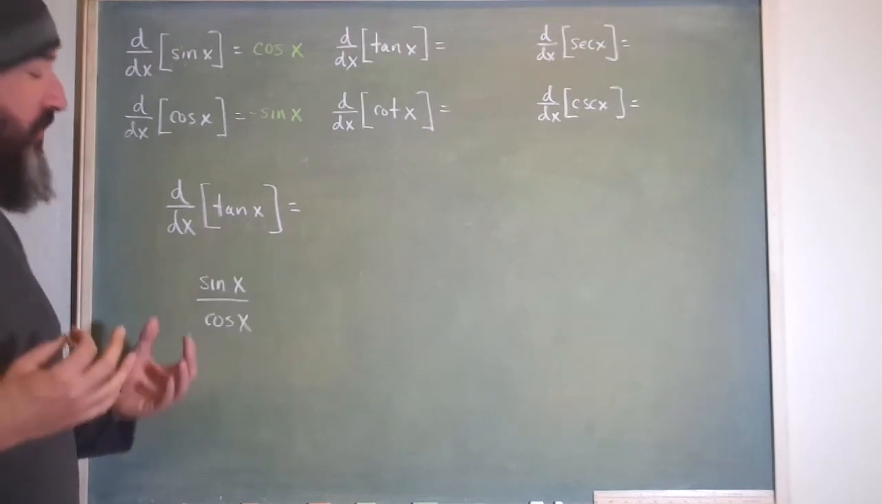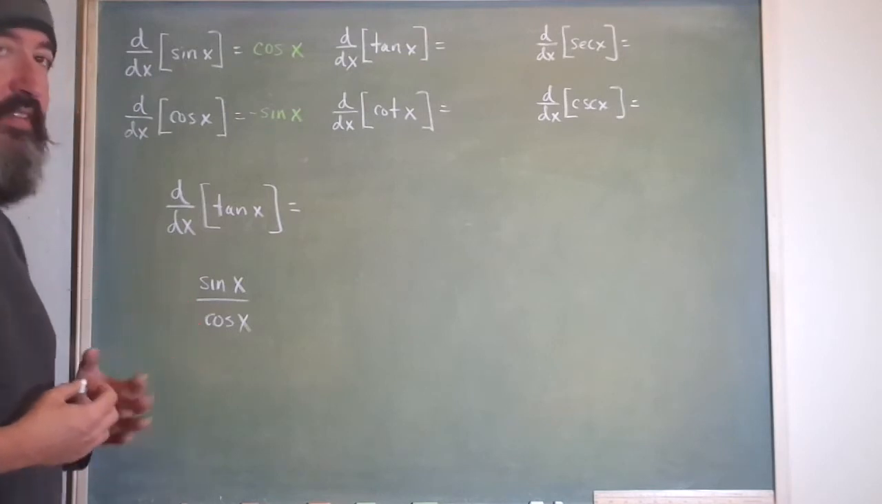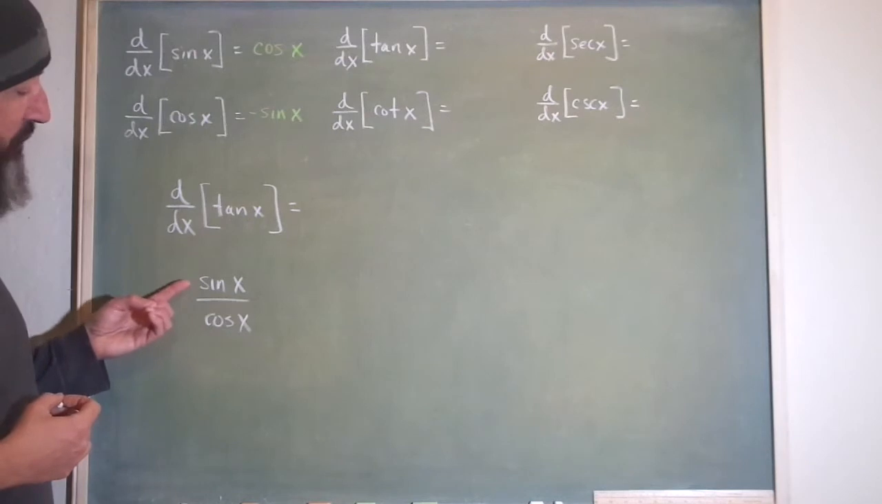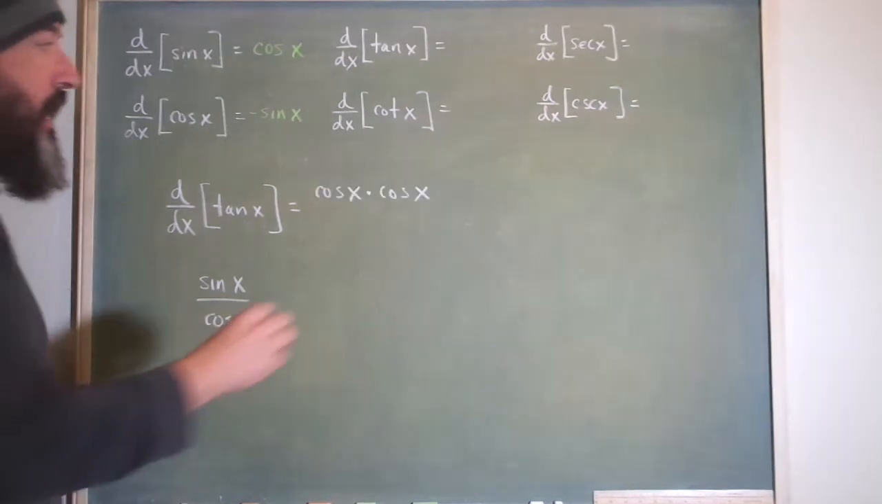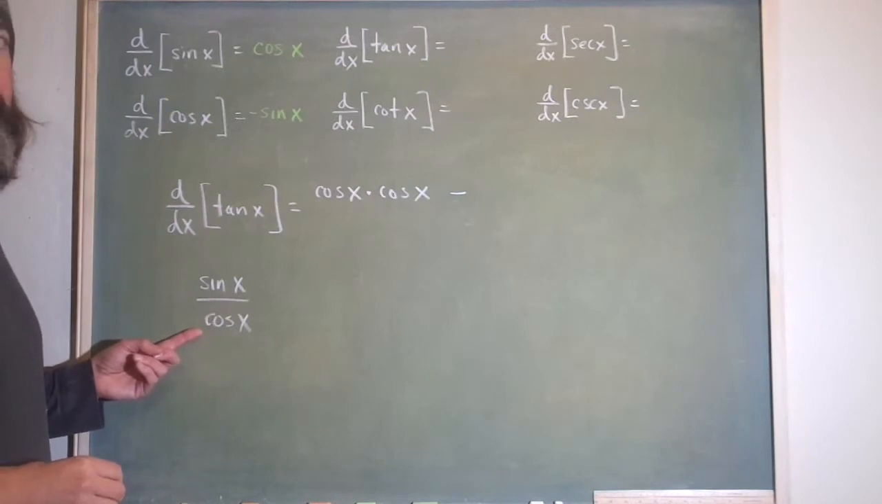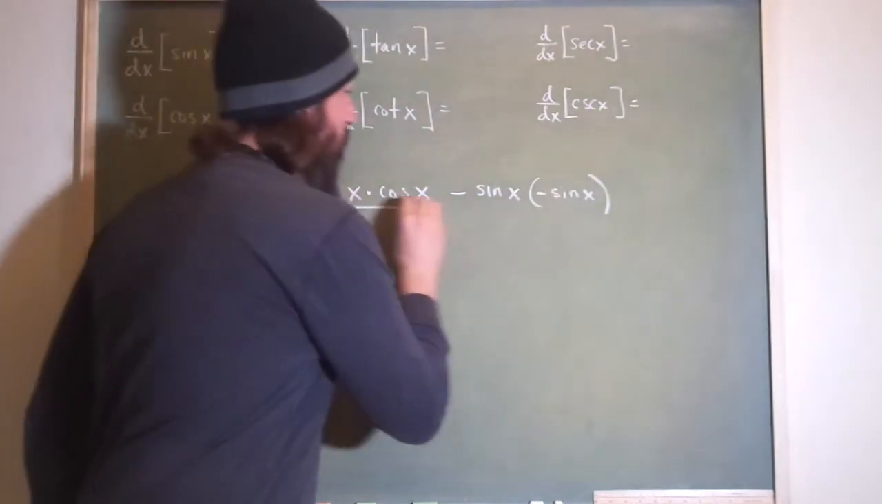And I can get the derivative of sine of x over cosine of x using the quotient rule. I'll multiply the bottom times the derivative of the top, and then minus the top times the derivative of the bottom. And I'll put that all over the bottom squared.